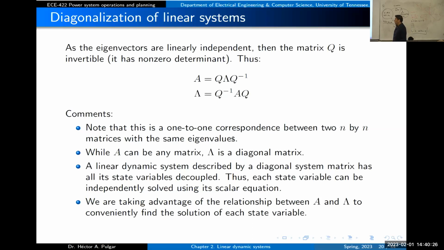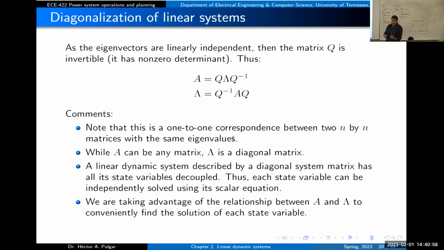Question: this diagonalization only can happen if the vectors of Q are linearly independent, so no repeated eigenvectors and eigenvalues. So in a real-world system, like a power system, it's rare to have repeated eigenvalues. It's very unlikely we will have repeated eigenvalues. When you have repeated eigenvalues, that is a very particular dynamic response that has to do with the structure of the system. I have never seen that situation in a power system.